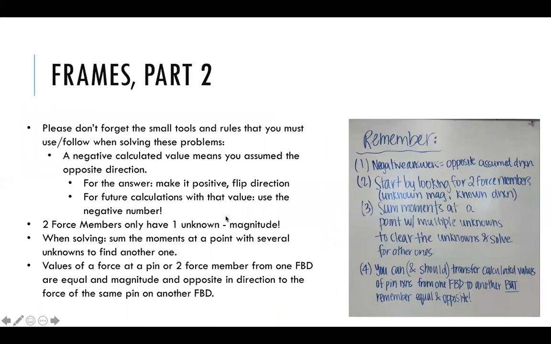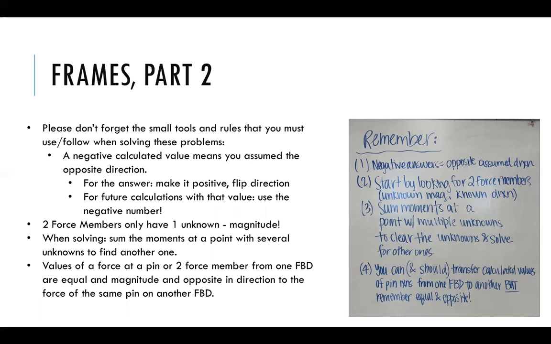So like I said, this slide is about things to remember, and I just kind of kept a running list as we were going through that problem, right? So the first thing is that if you calculate a negative value for a magnitude, that means whatever direction you assumed is the opposite direction of the actual force, right? So in your answer, like what physically goes in the box at the bottom of the page for a quiz or exam, your answer should always be positive. So that would mean that you have to flip the direction.